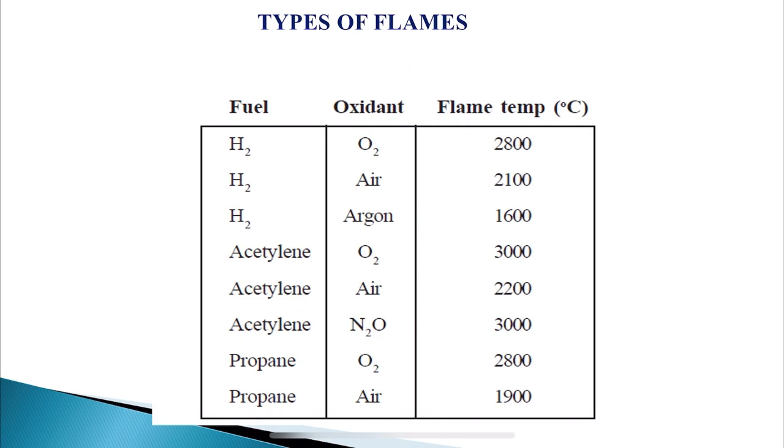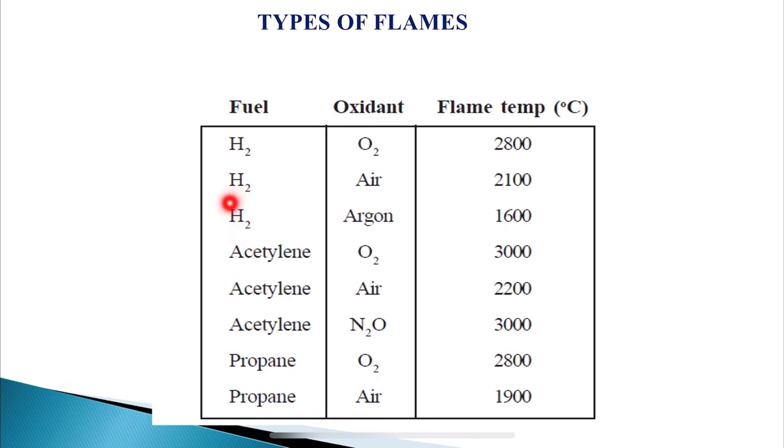Okay. And next let us move on to the different types of flames which are used in flame photometry. If we use a hydrogen fuel and oxidant as oxygen, we will get a flame temperature up to 2800 degrees centigrade. Different types of flames have varying temperatures depending upon the oxidant and fuel used. The different temperatures obtained by using different fuels and oxidants are explained here.